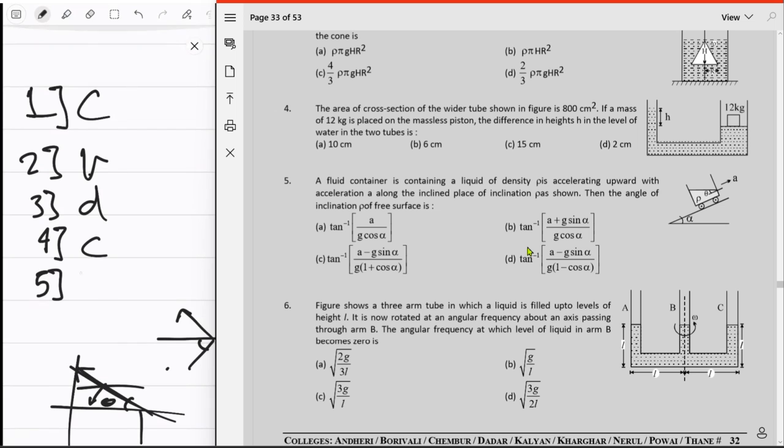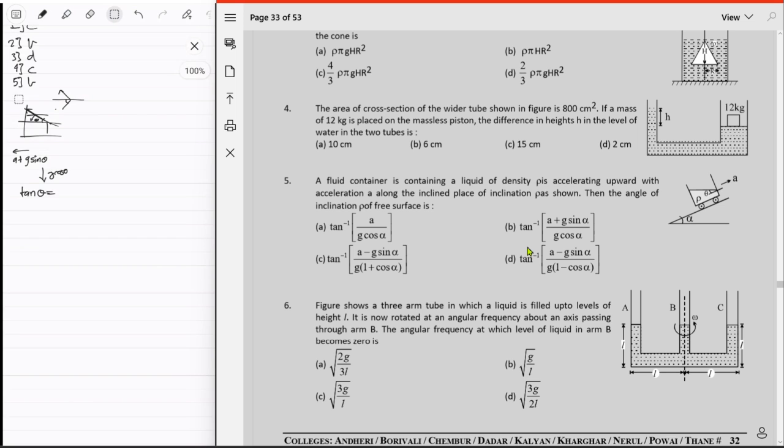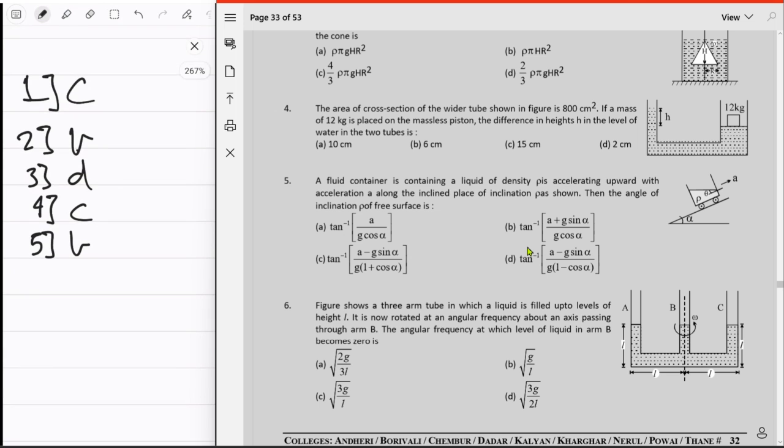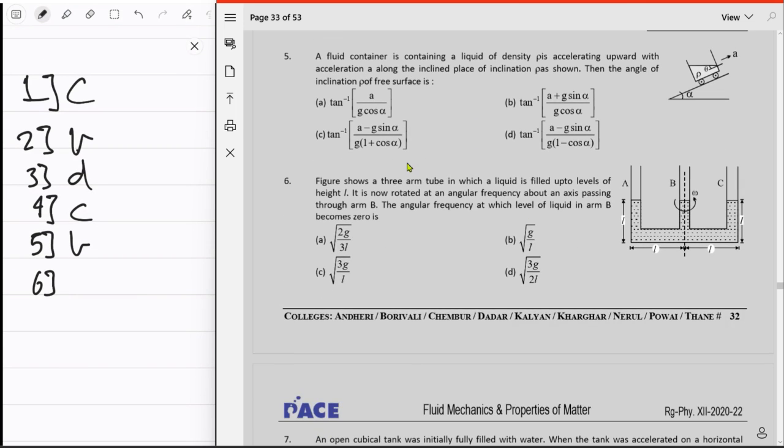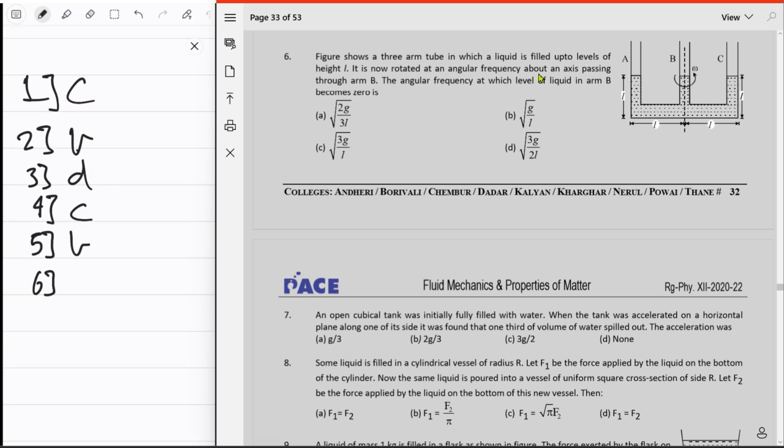Next question. Sixth. Sixth: figure shows a three-armed tube in which a liquid is filled up to levels of height L. It's now rotated with an angular frequency about an axis passing through the arm B. The angular frequency at which the level of liquid in arm B becomes zero is... So this just goes down. By symmetry, this is L, right? So it's going to go up by L upon 2 and L upon 2. So when does that happen, right?